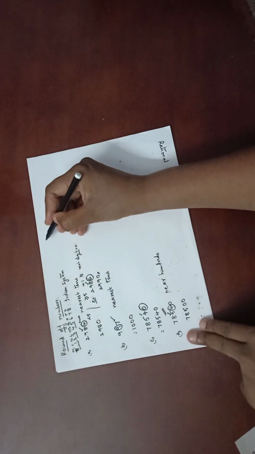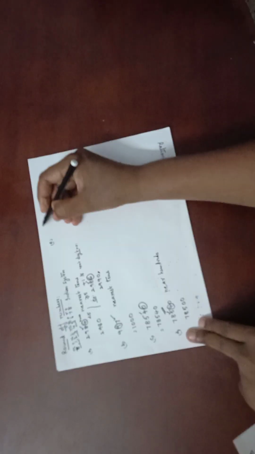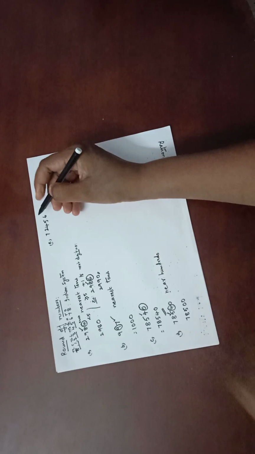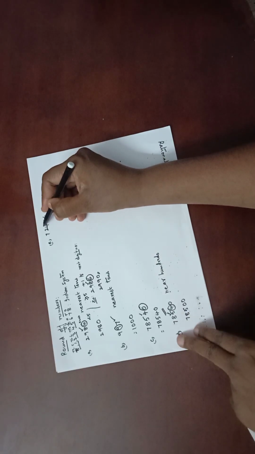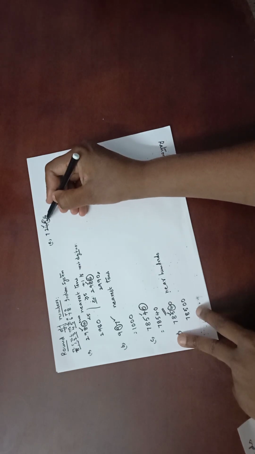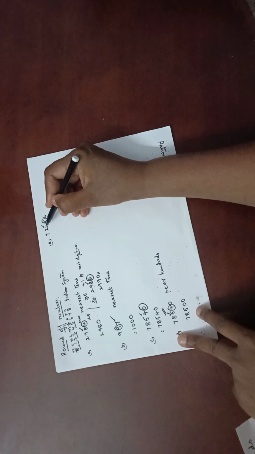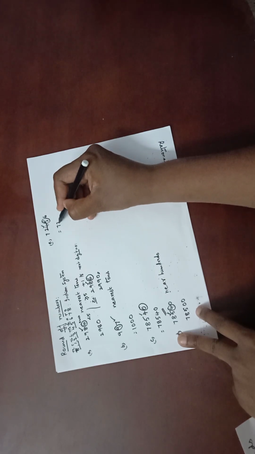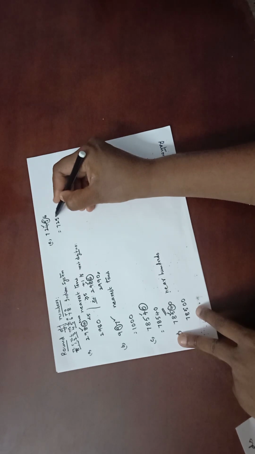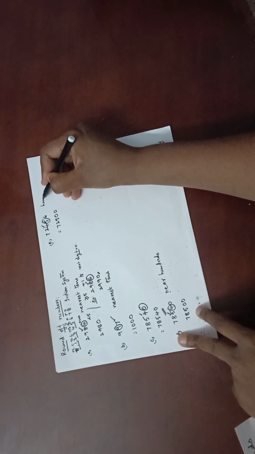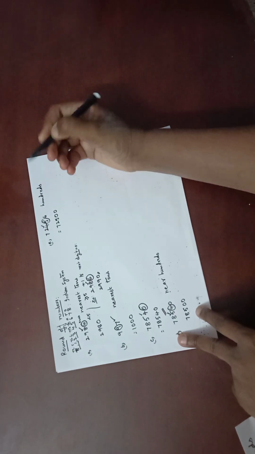Okay, one more example. 72456. You want to round off the hundreds place, so you should check this digit. This is 5 or more than 5, so add 1 to the next place. Then this will become 725, and these two will become zeros. This is the nearest hundreds.